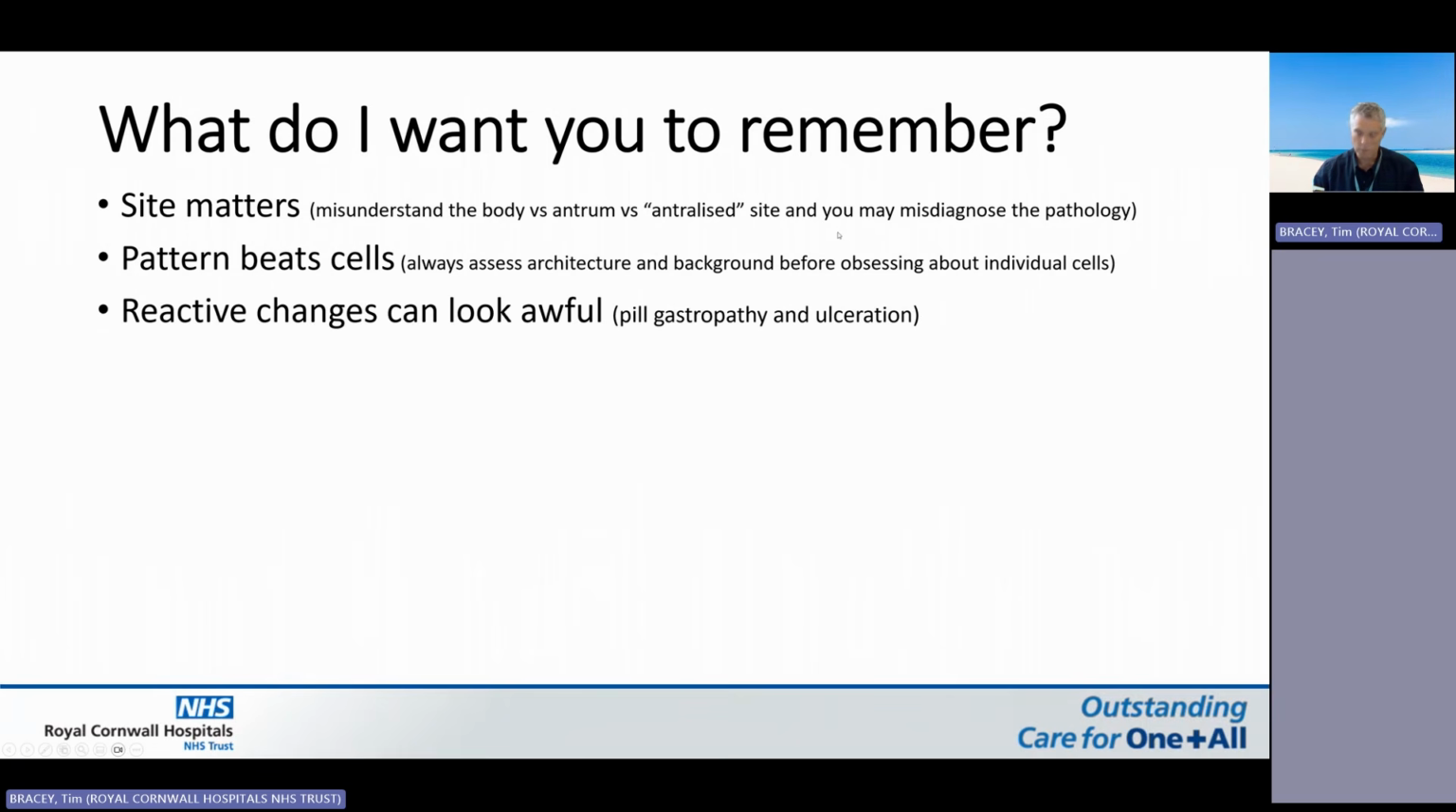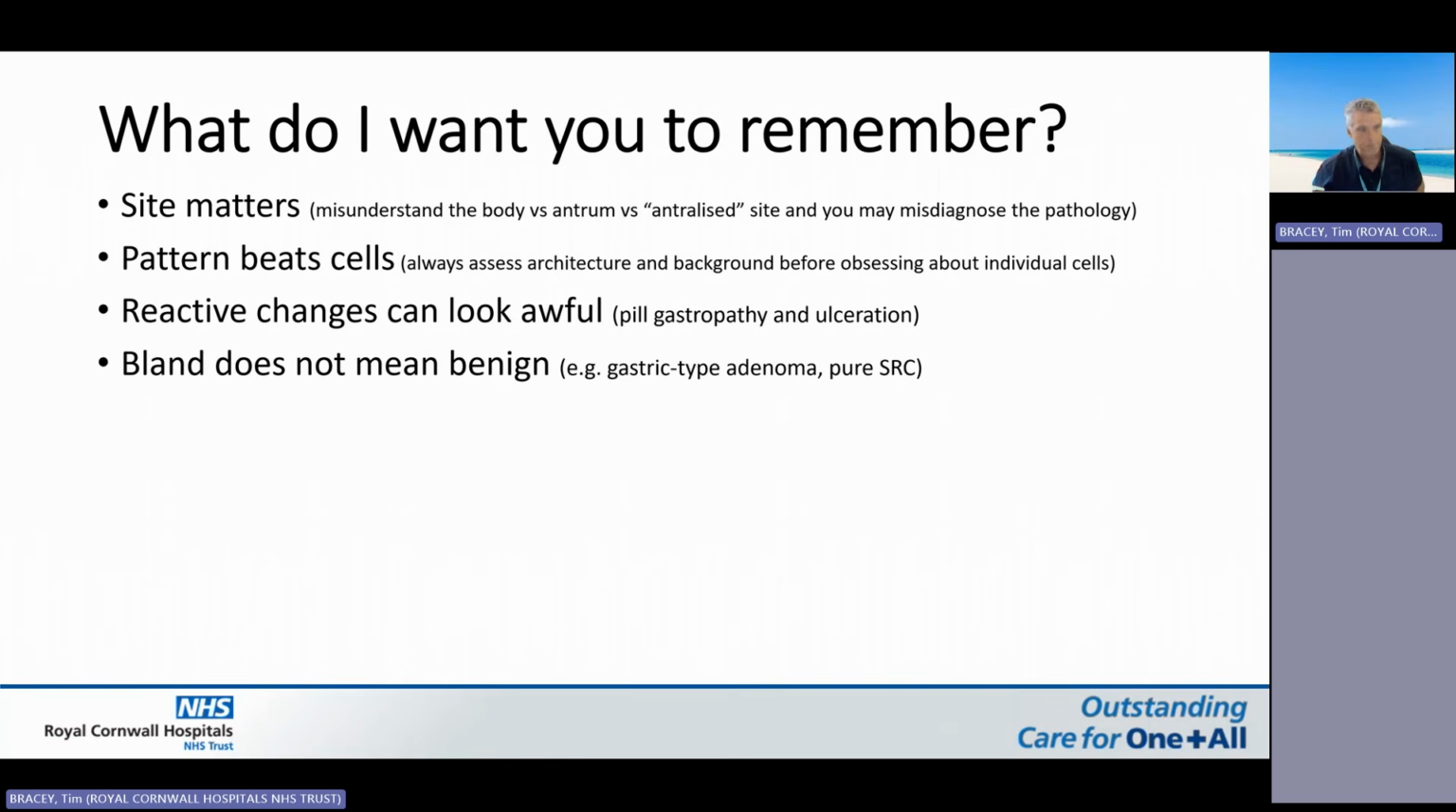Reactive changes can look awful. We've all heard of stories where someone's had some NSAIDs and then someone's called it cancer because it looks really atypical, but it's just reactive change. And pill gastropathy can look awful. It can look awful clinically as well. So the worrying thing I always think about pill gastropathy is if you call it cancer or dysplasia, you quite often can convince someone that they've got cancer. And the CT sometimes, in T2s and early T3s, is not very specific for cancer.